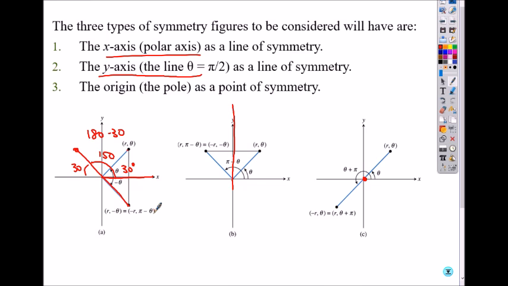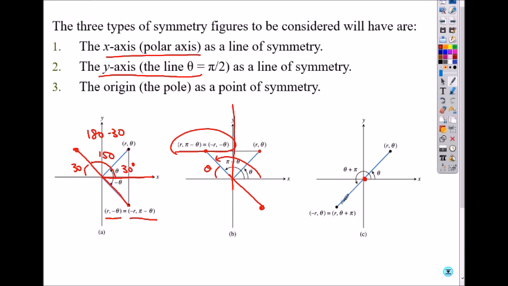So for the x-axis symmetry, when you plug in these two instead of r and theta, and it becomes the exact same equation, then it's symmetrical on the x-axis. For the y-axis, from here to here, this is the same thing as what? This theta right here, same reference angle, so it's pi minus theta, right? So when you plug in r, comma, pi minus theta, and negative r, negative theta, and it becomes the exact same equation, then it's symmetrical on the y-axis.